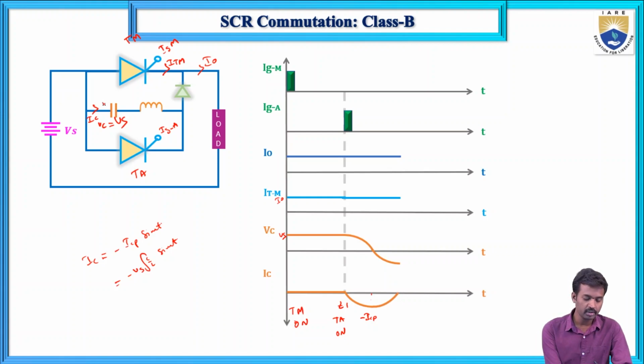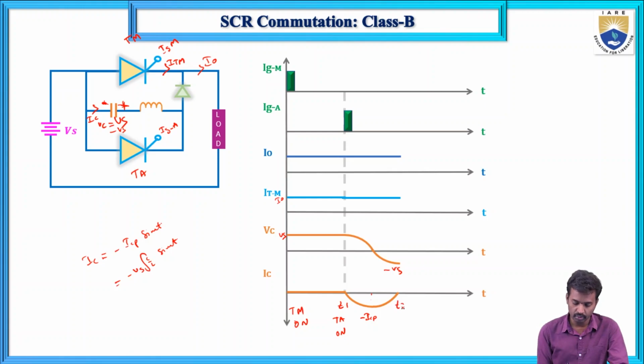Now here it is plus and it is minus, which means this diode is in forward bias condition. This is minus and this is plus, so this thyristor will be turned off, meaning it is open circuited and zero, and the voltage here is minus Vs. This voltage is minus Vs, which means this diode is in forward bias condition.